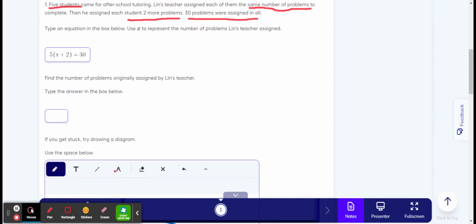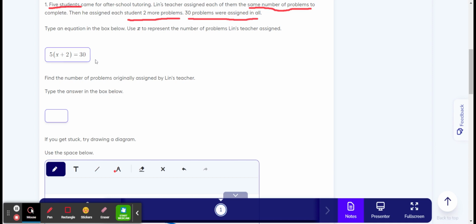So solving using the equation, I would divide by 5 because right now I'm multiplying by 5. So I want to divide by 5 to get that X +2 on its own. Then when I divide by 5, 30 divided by 5 is 6. Now I have X +2 equals 6.